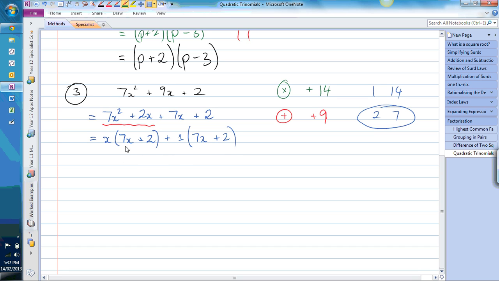And now we can see we've got a 7x plus 2 in each term. I can factorize that out the front. In this term I'm left with an x. In this term I'm left with a plus 1. And this is the factorized form of that quadratic trinomial.